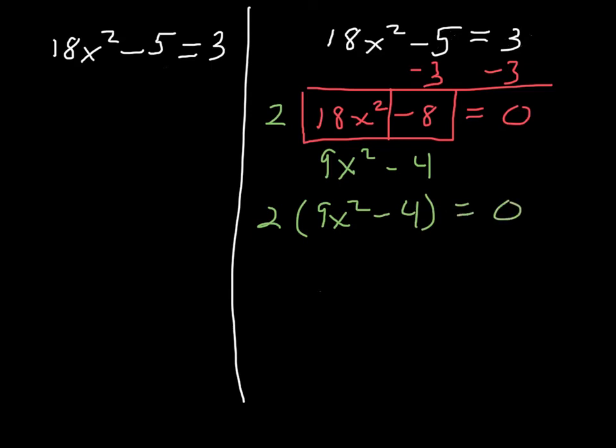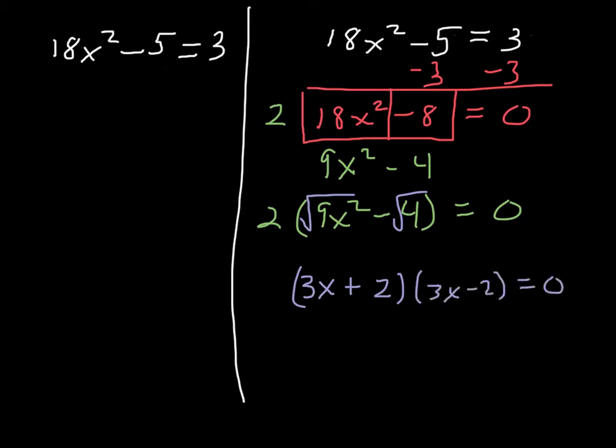Now I go, oh, this looks a whole lot better because I have a binomial. I have subtraction, and this is a perfect square, and this is a perfect square. So that means I can use a shortcut. So I'm going to take the square root of the first term, which is 3x, square root of the last term, which is 2, and make one plus and one minus. And then making sure I bring down my 2.